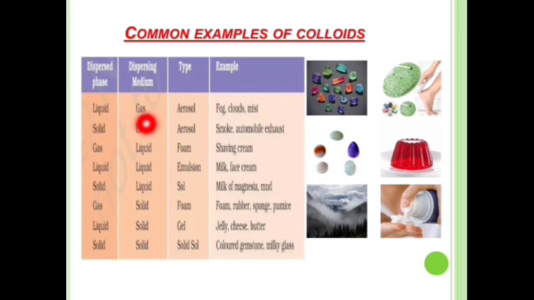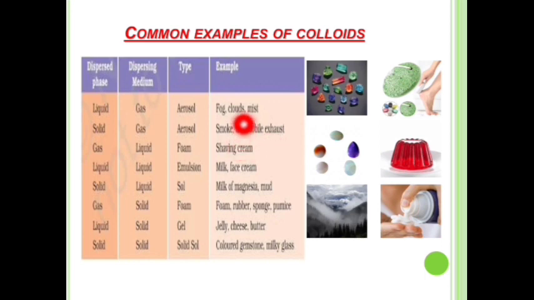and air, which is gaseous in state, forms the dispersion medium. Another type of aerosol is one in which the dispersed phase is solid and the dispersion medium is gas. For example, smoke, automobile exhaust. You see that smoke is released in air, and air is gaseous in state, it forms the dispersion medium, and smoke particles are solid in state, they form the dispersed phase. So examples of this type of aerosol are smoke, automobile exhaust.